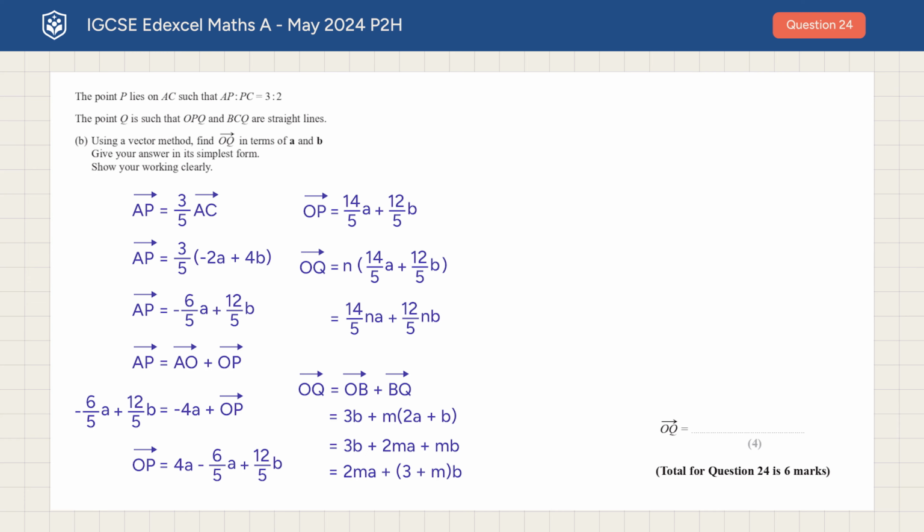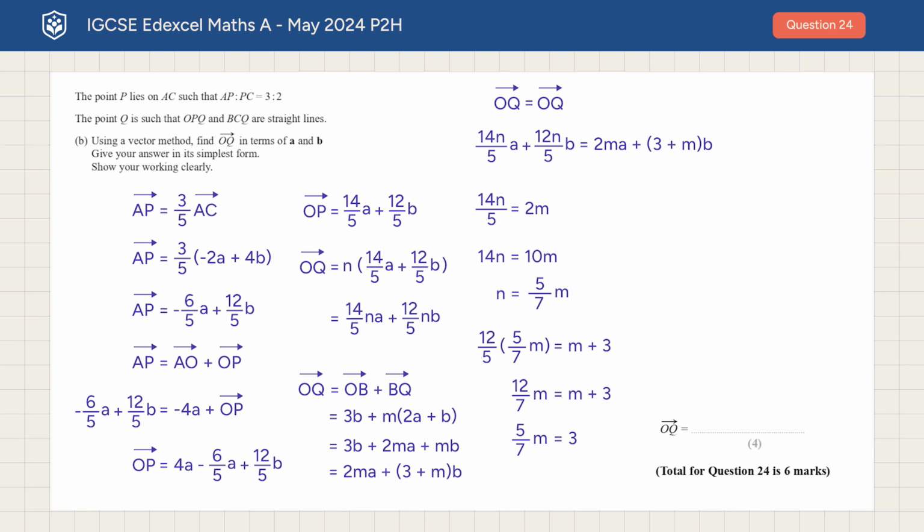By setting them equal to each other, we can compare the components of a and b. Comparing the a components, we find that n is equal to 5 over 7 of m. Substituting this into the comparison for the b components, we can solve for m. After a bit of algebraic balancing, we find that m equals 21 over 5.